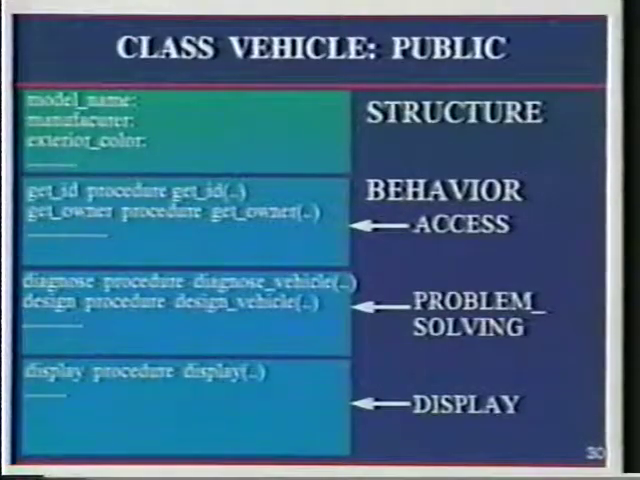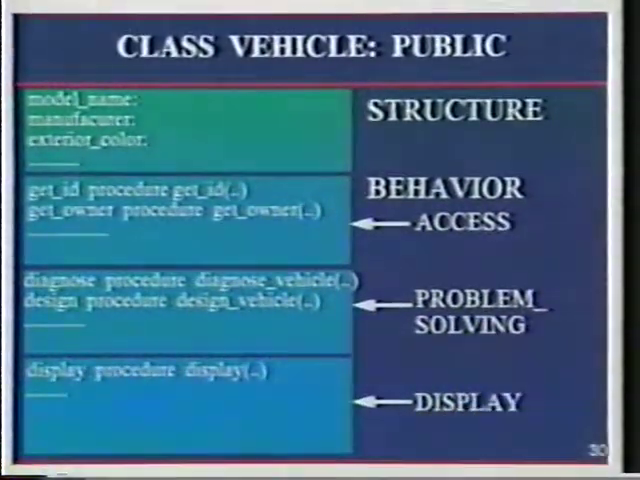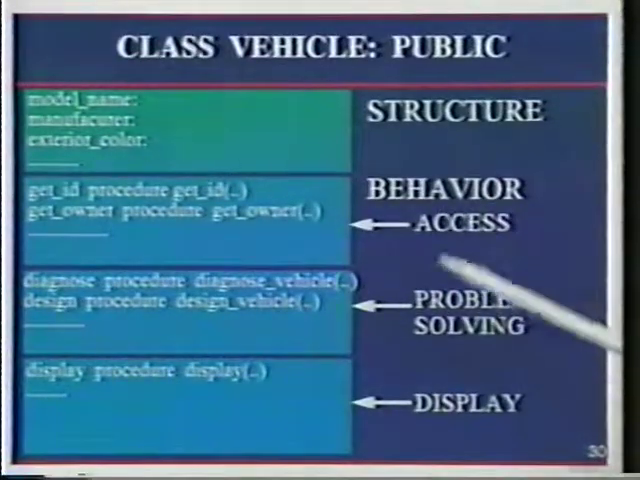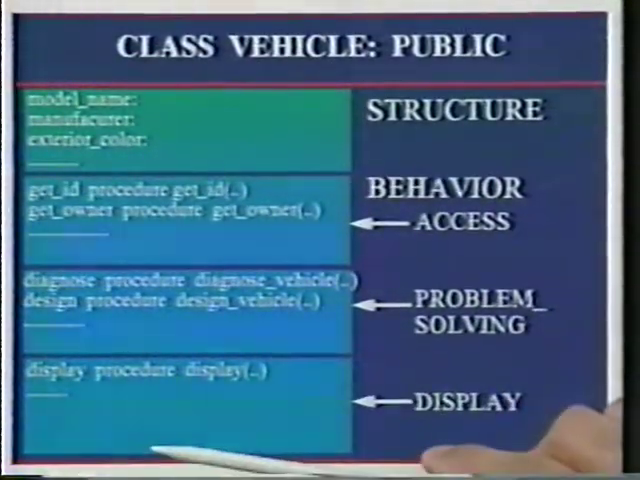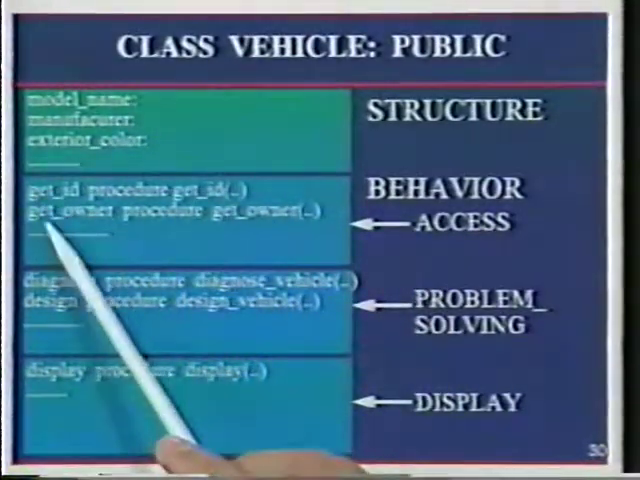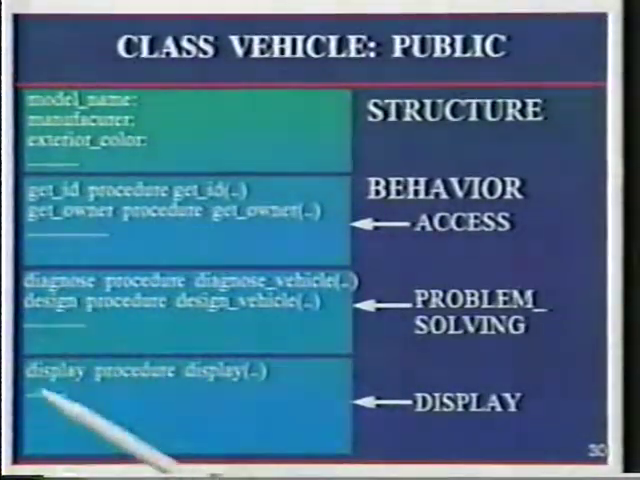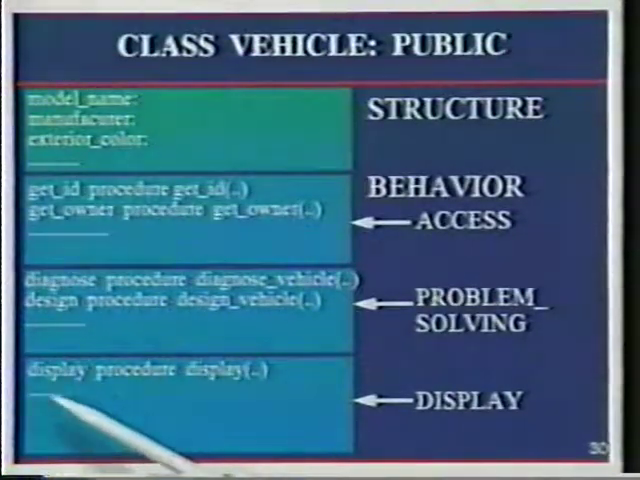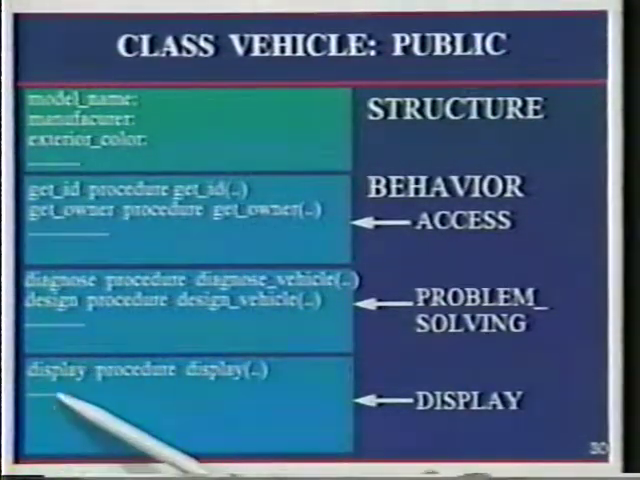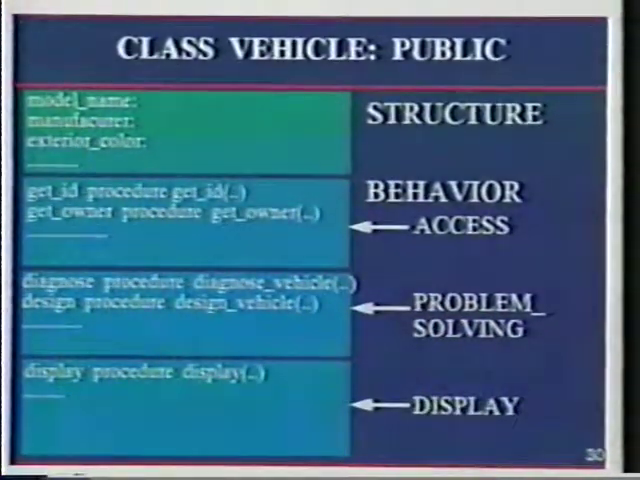The public interface is shown as follows. We divide the public interface of the vehicle into several areas. The structure and the behavior can now be grouped into access behavior, problem solving behavior, and display behavior. The access behavior here is shown by get ID, get owner. The problem solving behavior is shown by diagnose and design, and the display behavior is shown by display. We can incrementally keep adding more and more behavior or attributes as we refine these things further.